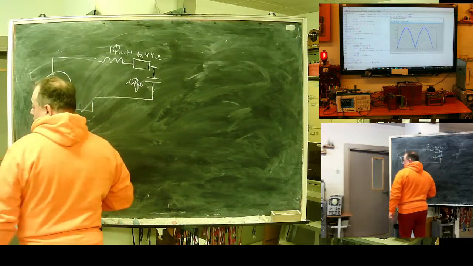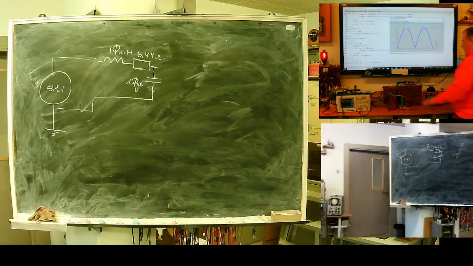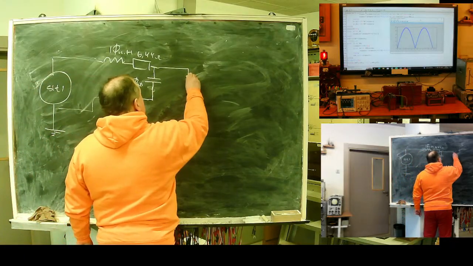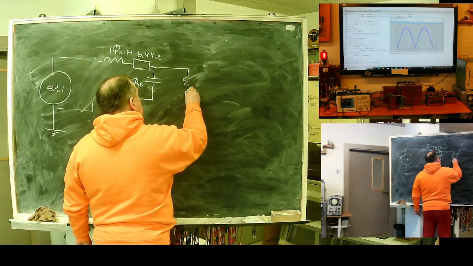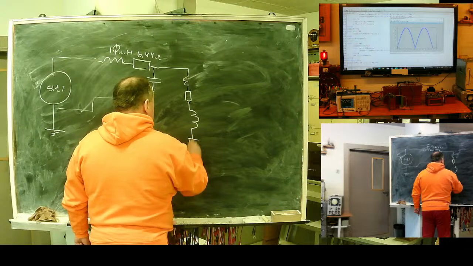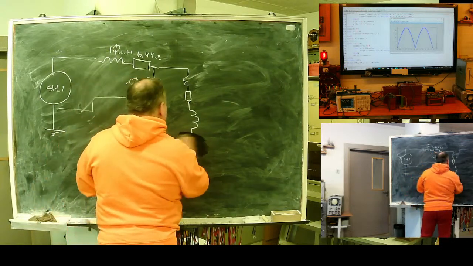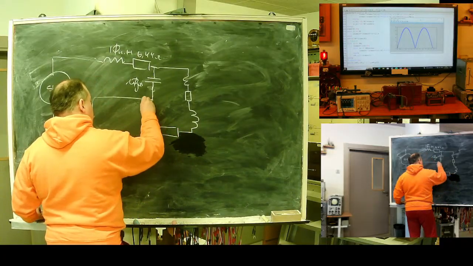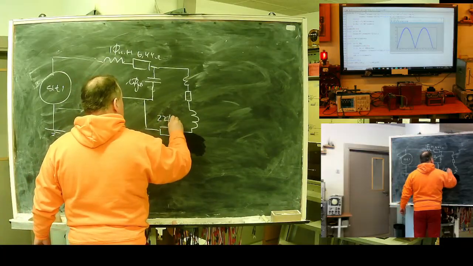Next element, this nice coil. It's a standard mutual inductance, 100 millihenry. So it has self-inductance, self-resistance, mutual. I added one resistance to prevent overheating. This one is 220 ohms.